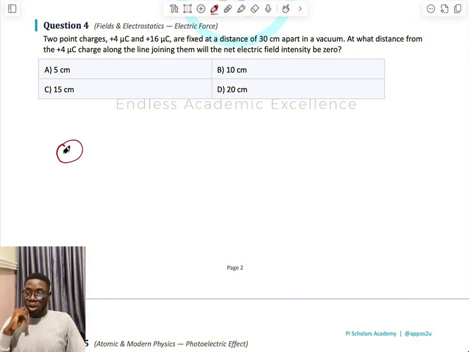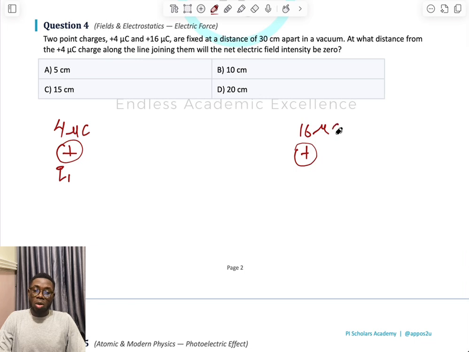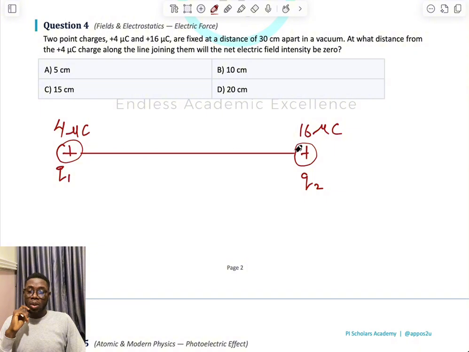So we have a positive charge here. We have another positive charge here. This one, let me call this one Q1, which is the 4 microcoulomb. And let me call this one Q2, which is the 16 microcoulomb. Both of them are 30 centimeters apart. So the distance from here to here is 30 centimeters. They are apart in a vacuum.